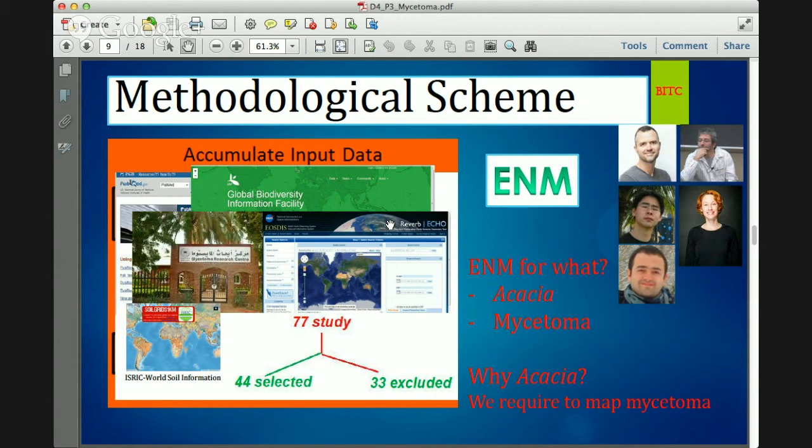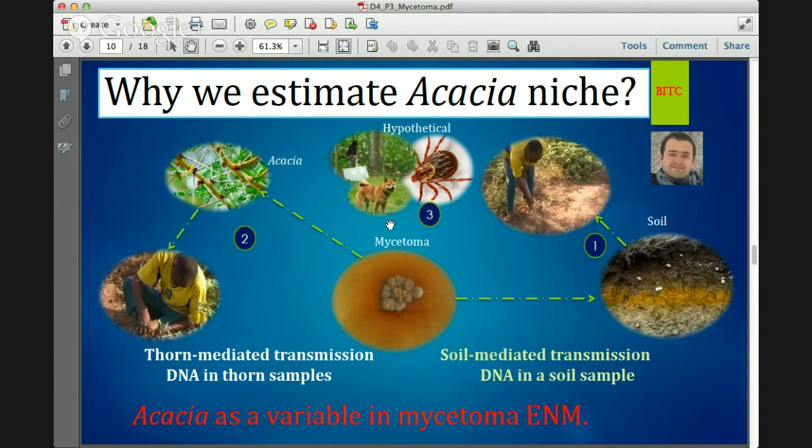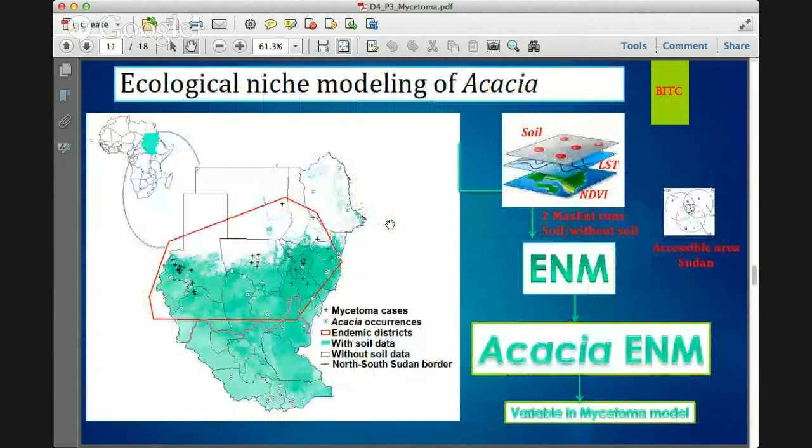We first estimated the ecological niche model for the acacia tree, based on two data sets. The first estimates the model based on land surface temperature and normalized difference vegetation index. The second is the ecological niche model of acacia based on NDVI, land surface temperature, and soil. We ran Maxent for each of these models, considering the accessible area and the area of sampling.